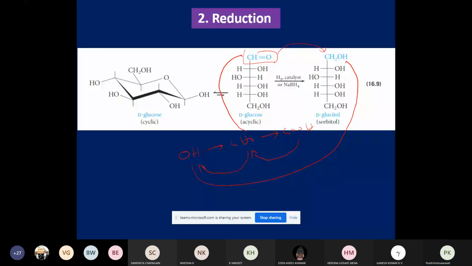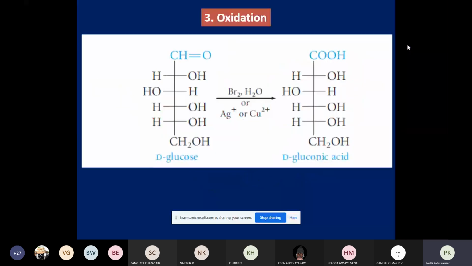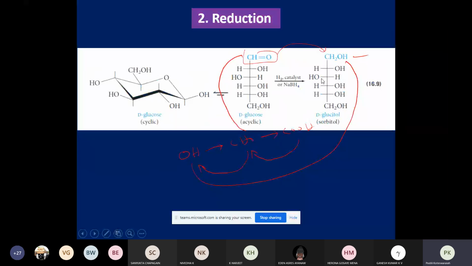And in the same way, different sugars can form different alcohols. For example, glucose forms glucitol, galactose forms galactitol, also known as dulcitol, and mannose gives mannitol, and of course fructose gives both sorbitol and mannitol. So that is about the reduction. Reduction gives the polyhydroxy alcohol.